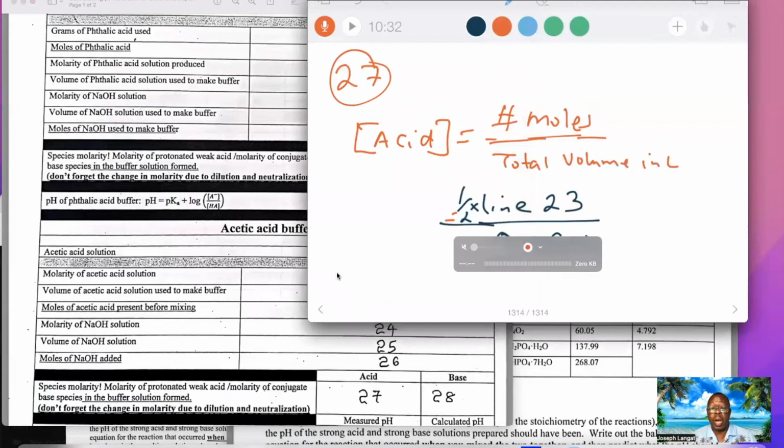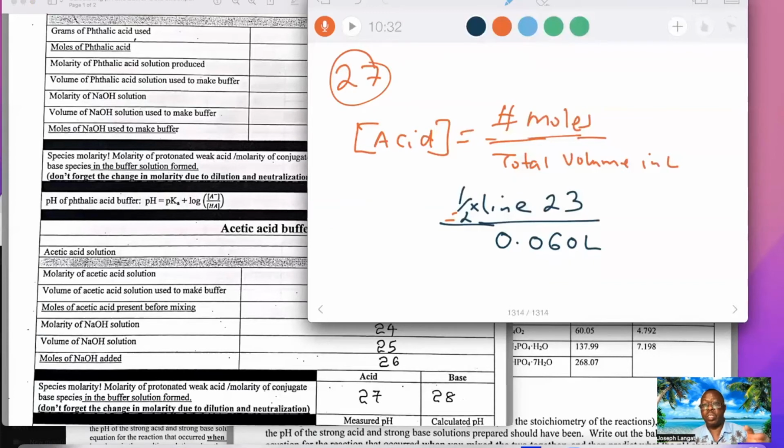Why are we saying 1/2? Because when you added NaOH into the solution of acetic acid, half of the initial number of moles will be converted into the conjugate base. Therefore, half of the number of moles in line 23 will remain, which is the number of moles of the acid. This will give you the concentration of the acid, which is the molarity.